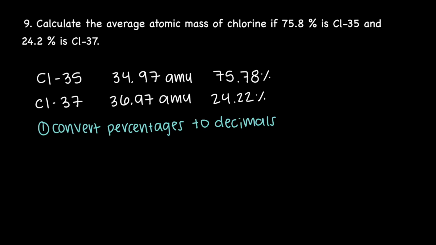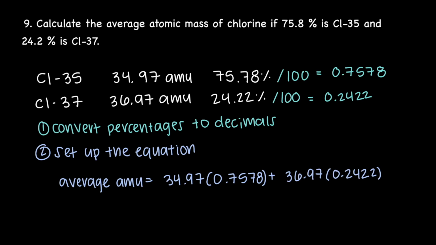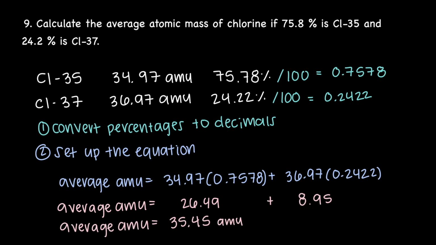First, convert percentages to decimals by dividing each percentage by 100. 75.78% becomes 0.7578. 24.22% becomes 0.2422. Now, set up the calculation by multiplying the decimal abundance by the isotope mass and adding all values together. 34.97 times 0.7578 plus 36.97 times 0.2422. The first part equals 26.49, the second part equals 8.95. Adding them together gives 35.45 atomic mass units.